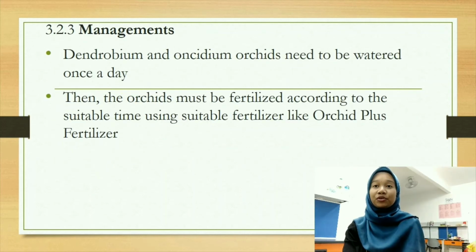For step 3, management. Dendrobium and oncidium orchids need to be watered once a day. Then the orchids must be fertilized at a suitable time using suitable fertilizer. An example of the fertilizer is Orchid Plus fertilizer.